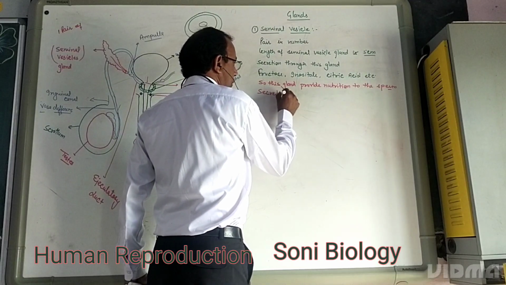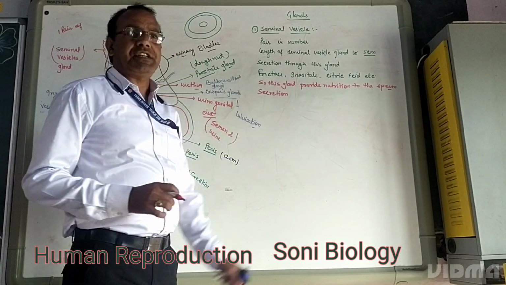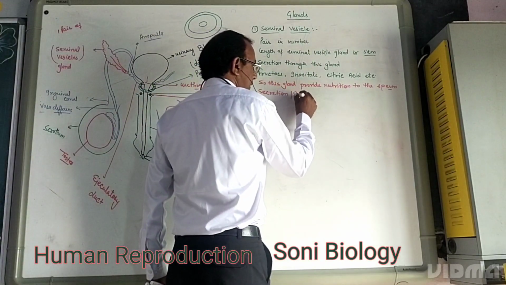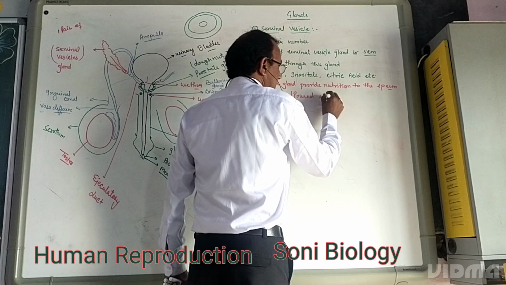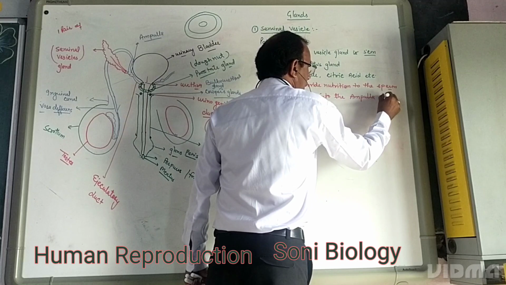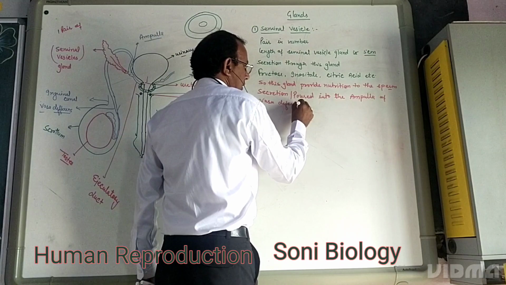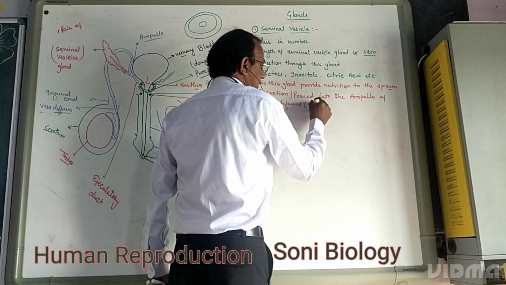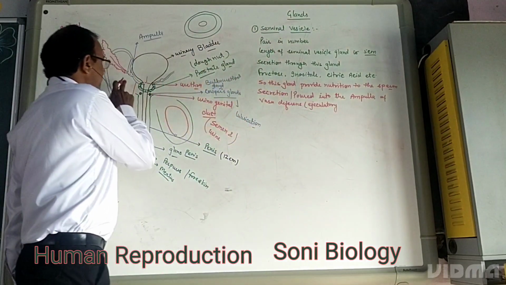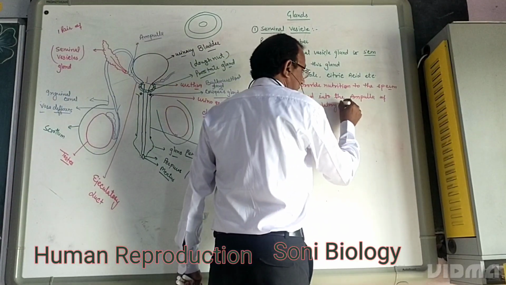The secretions, fructose, inositol and citric acid, are all poured into the ampulla of the vasa deferens, as well as the ejaculatory duct. This is another name for the vasa deferens, because from the ampulla to the urethra this duct is called the ejaculatory duct.